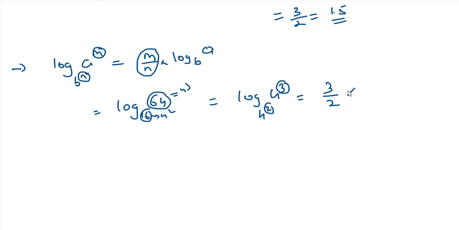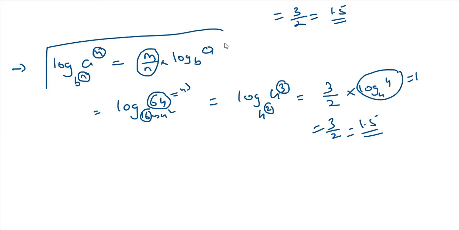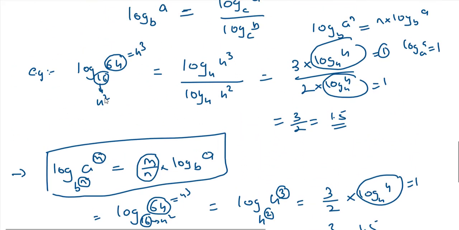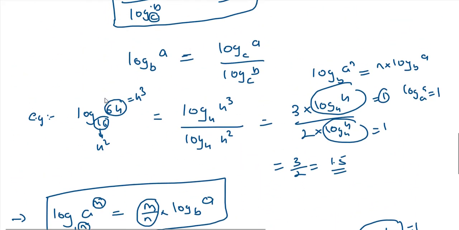So this will become 3 by 2 into log 4 to the base 4. Log 4 to the base 4 is directly 1. This will become 3 by 2, which is equal to 1.5. So in this way, you can use this property for solving different types of problems. Both these properties are very useful. They will help you in solving a lot of problems.